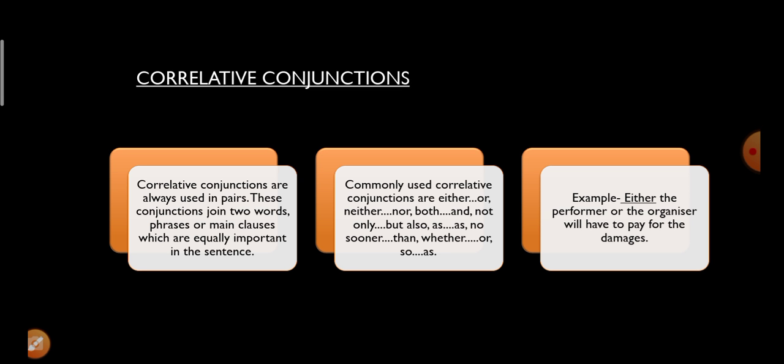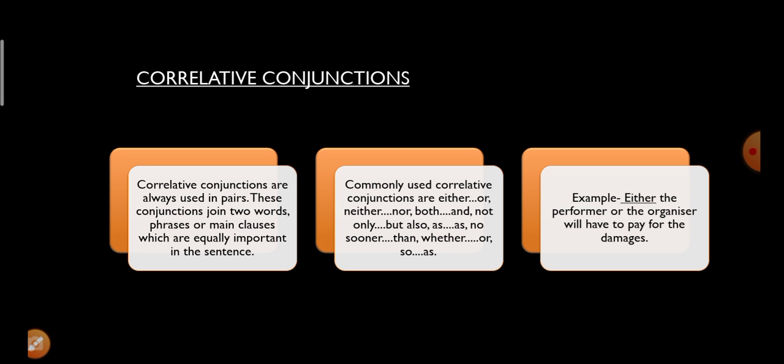So wherever you find pairs of conjunctions, for example, either or, neither nor, both and, not only but also, as soon as, no sooner than, whether or, so as. When all these conjunctions are used in pairs, they will be known as correlative conjunctions. One example of it is: either the performer or the organizer will have to pay for the damages. So here we have used a correlative conjunction, that is either or.